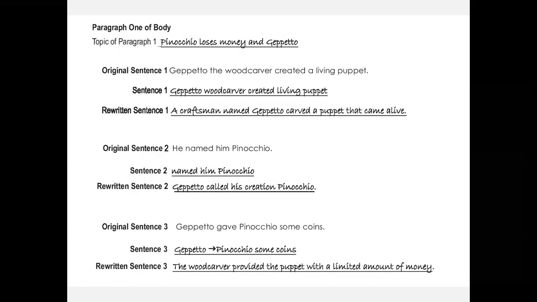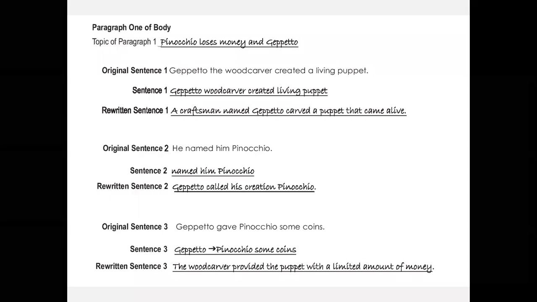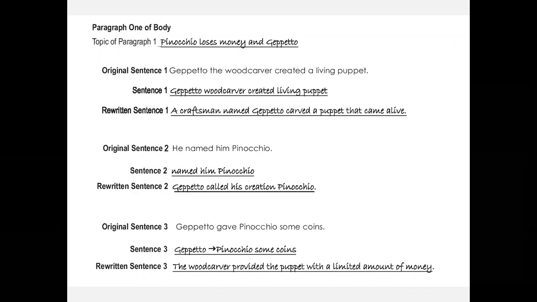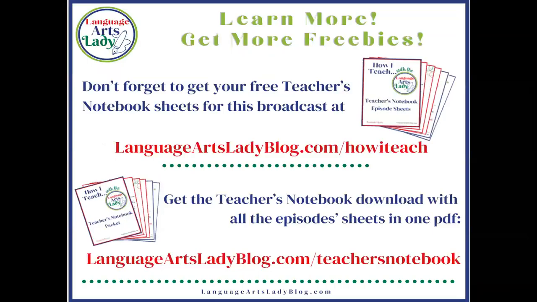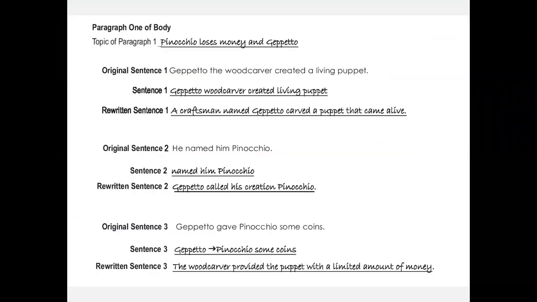Then sentence 2, the notes say named him Pinocchio, but the rewritten sentence might have put Geppetto called his creation Pinocchio. So again, this is invaluable to have the samples right here, if not for the student, then for the teacher, right? Like, oh, I see how I can guide the student to using the words from the passage, but then making it their own when they write. All right, so that is paragraph 1.